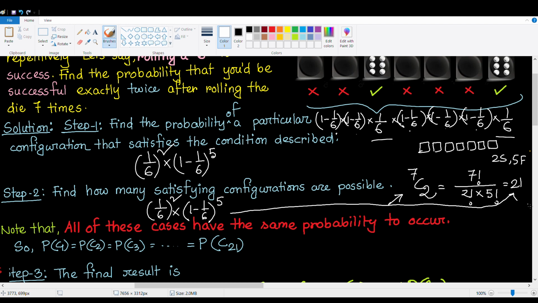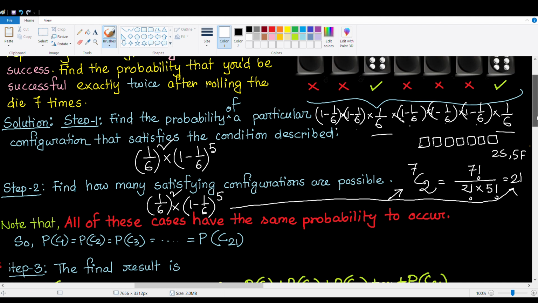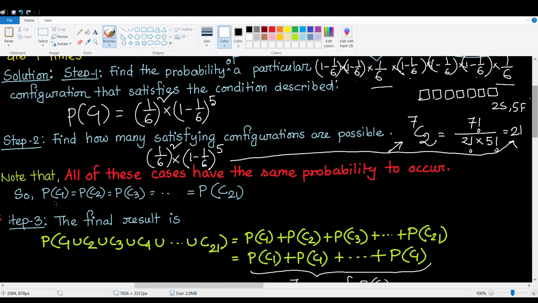Therefore, we can say that if this was the first case or the first event, we call it C1, then P of C1 equals P of C2 equals P of C3 up to P of C21. All of these cases will have exactly the same probability, which is equal to 1 by 6 to the power 2 times 1 minus 1 by 6 to the power 5.